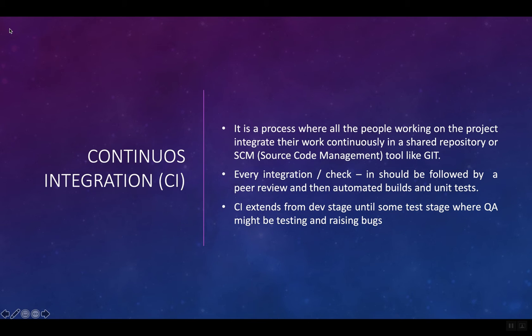So moving on to continuous integration. Now, as the name suggests, it is a process where all the people working on a project, the entire team, integrate their work continuously. Now, this project needs to have a common place where everybody is integrating their part, so that you have a common place where you have the entire code together. So that shared repository is also known as a source code management tool. There are a couple of them in the market, but the most frequent and the most used is Git.